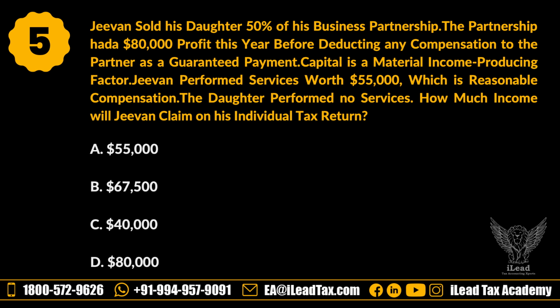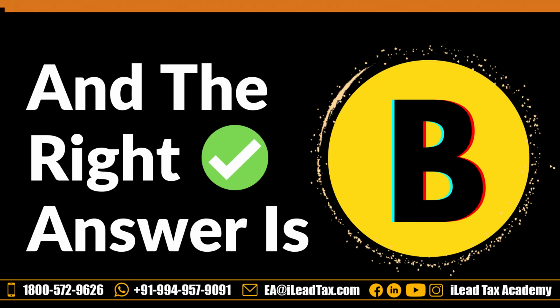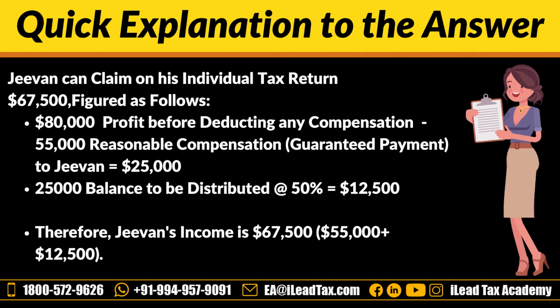Let's see what is the answer. The answer is B. Let's see why it is B. Here, to calculate the income that Jeevan will claim on his individual tax return, we need to consider the partnership profit, the guaranteed payment to Jeevan, and the allocation of income to his daughter. So here, partnership profit before deducting guaranteed payment is 80,000, and reasonable compensation is 55,000. Daughter's ownership is 50%, and the daughter did not perform any services.